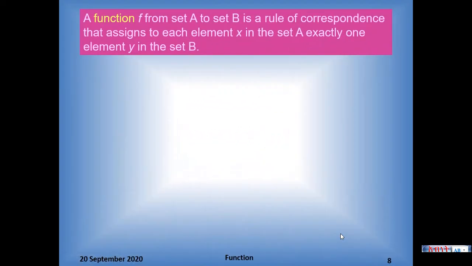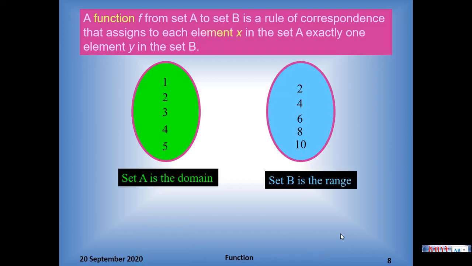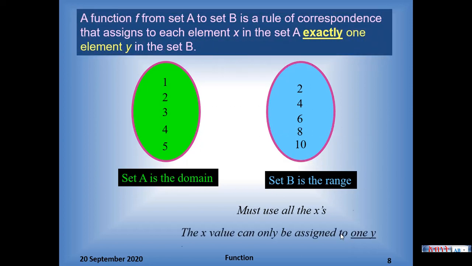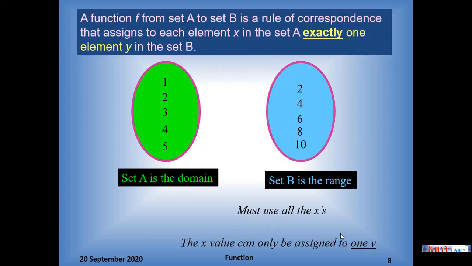So what is a function? A function is a special type of relation whose domain is not repeated more than one time, or a function from a set A to a set B is a rule of correspondence that assigns to each element x in the set A exactly one element y in the set B. Now let us see these two sets. We must use all x's.